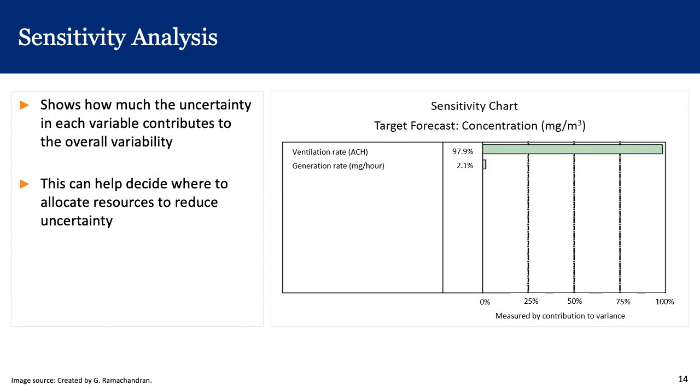The generation rate, on the other hand, is very narrow, and we know it very precisely: the mean is known and the standard deviation is known. So it contributes only 2.1% to the overall variability. So how can we use this information? If we wanted more precise estimates of the concentration, would we narrow down the ventilation rate estimate, or the generation rate information? Clearly, it's the ventilation rate where we need more information, and that's where we need to spend our effort, resources and money, and not on nailing down the generation rate further.